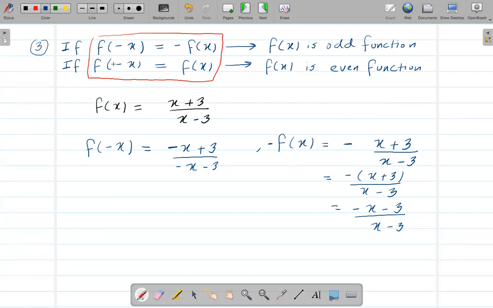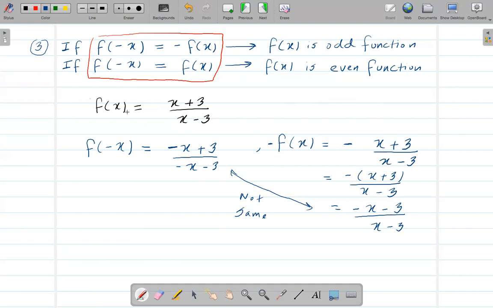Okay, so now let's check for the first condition. So f of negative x is this, and negative f of x is this. These two are not the same, right? We can easily see that, because here we have a plus, here we have a minus, and even here we have an extra minus. I don't think we can cancel the negative somehow and make it the same. Yes, that's not possible here. So these two are definitely not the same. So the first condition, we can see that it's not odd.